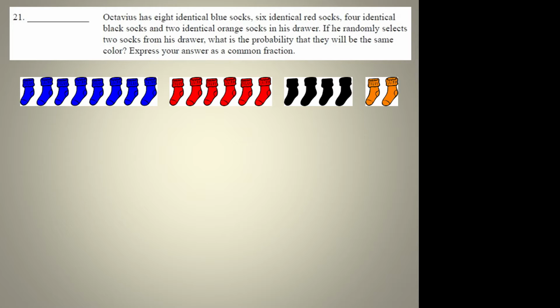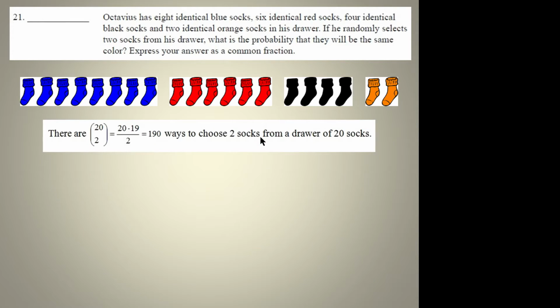And we want to find the probability, what's the chance that you will get 2 socks of the same color. Same color means 2 blue socks or 2 red socks or 2 black socks or 2 orange socks. Of course, there's only one way to get 2 orange socks. If we choose 2 from here, you get 1, 2, 3, 4, 5, 6 choices. So we'll count, that's what we will do here.